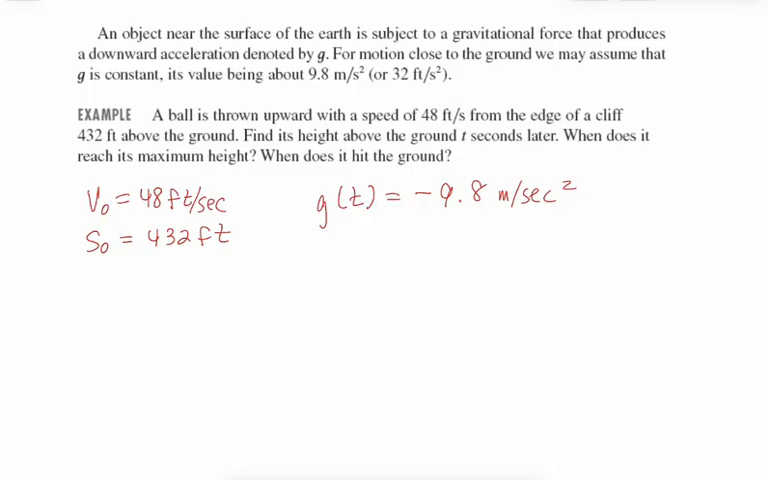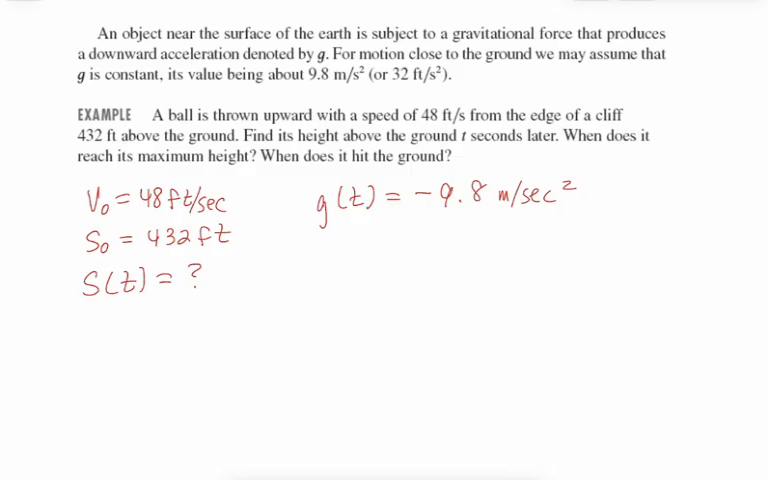It says, find its height above the ground t seconds later. That's its position function. So they want to know what the position function is. And then we will go to the other parts of the problem from there. When does it reach a maximum height and when does it hit the ground? Okay, so first, we need to go backwards.